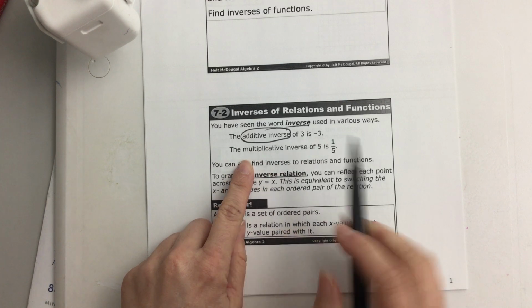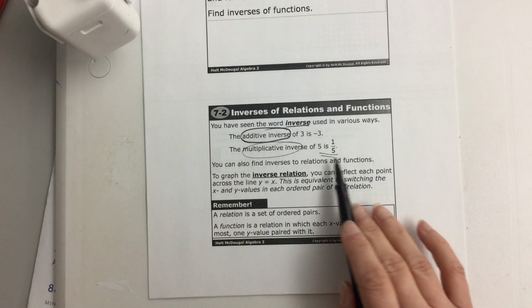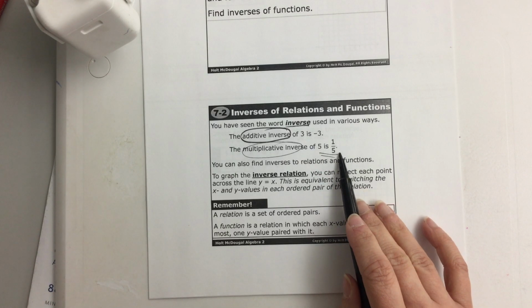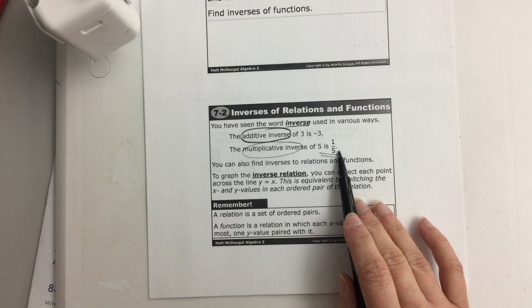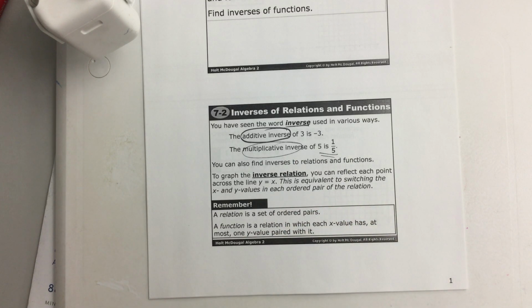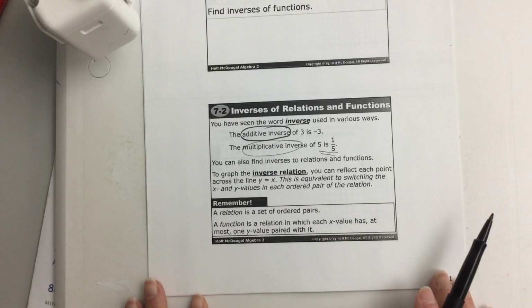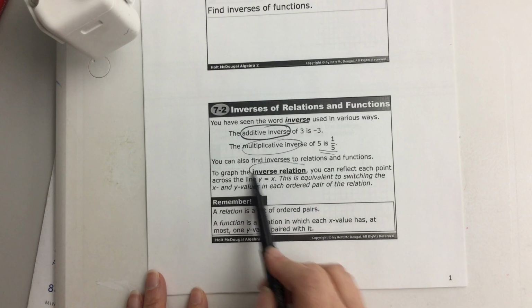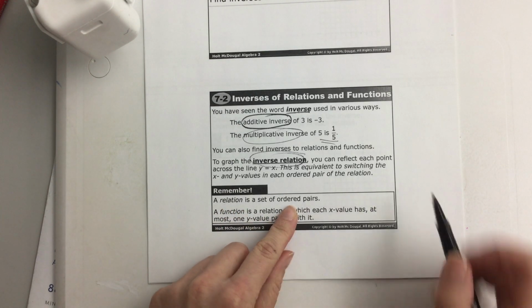The multiplicative inverse is the fancy way of saying reciprocal. So 5 and 1 over 5, yes, we typically call them reciprocals, but their fancy name is called a multiplicative inverse. The cool thing is, just like you have additive inverses and multiplicative inverses, you can find the inverse of relations. Now remember, a relation is just a set of ordered pairs.